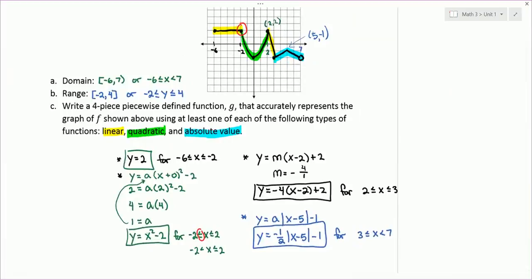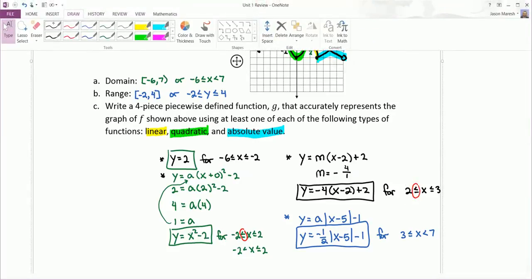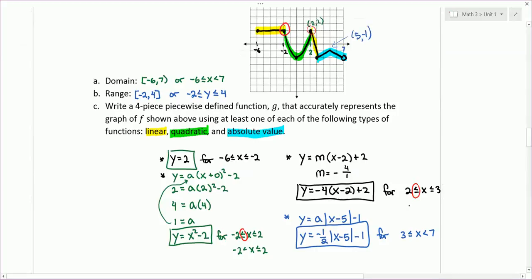And then if we take a look at the next shared point, which is when x is 2, we have to again decide, does that belong to the parabola or to that line that we highlighted in yellow? We need to make a decision either way. I'll make it belong to the parabola. It won't belong to the line. So again, I'm going to have to change that less than or equal sign to a less than sign. And so we get 2 is less than x, less than or equal to 3.